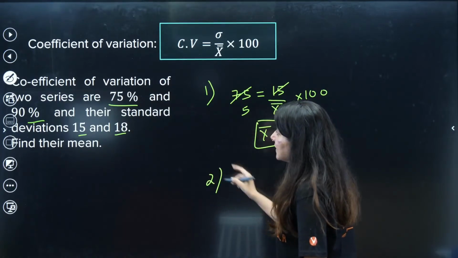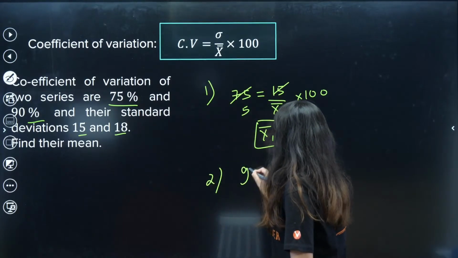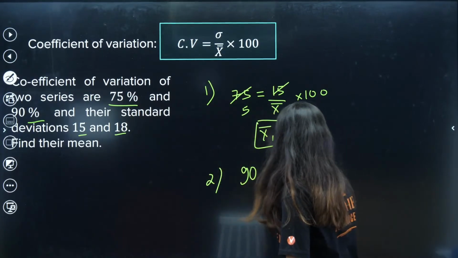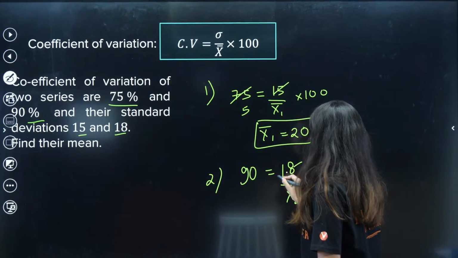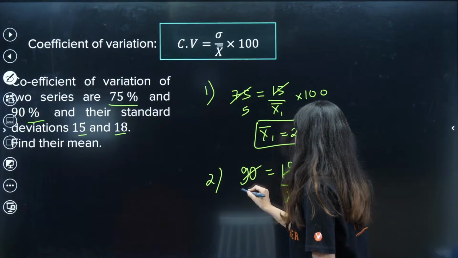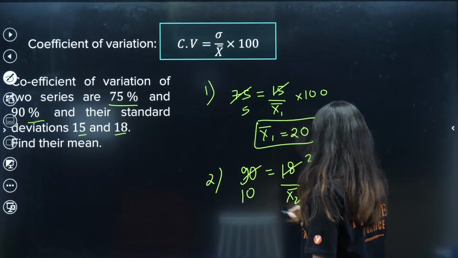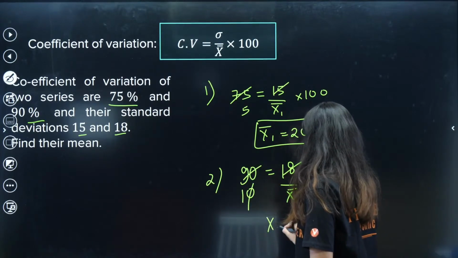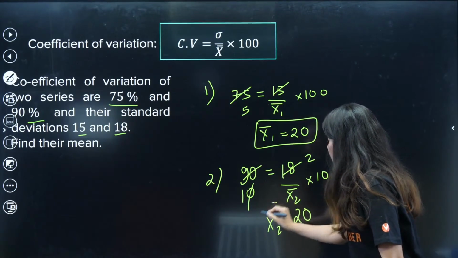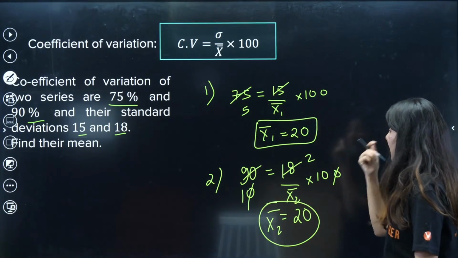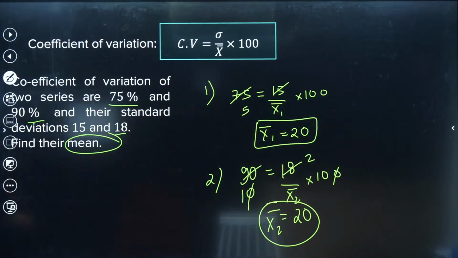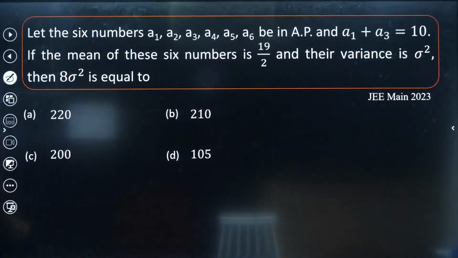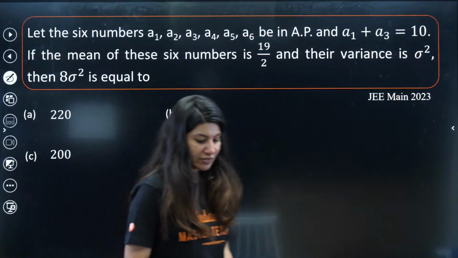What about the second series? The second series has 90% as the coefficient of variance, and this is 18 by x2 bar into 100. So this would be 9 ones are 9, 9 twos are 18, this is 0. x2 bar is also coming out as 20. So for both the series, using this formula, I can say that the mean for both the series is 20. Right? Yes.